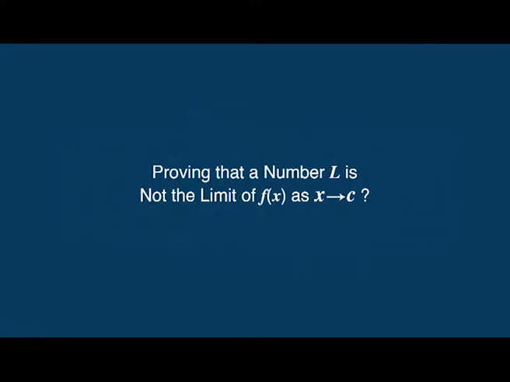However, if player B can give a specific value of epsilon greater than 0 for which player A cannot respond adequately, then player B wins, and we conclude that the limit of f(x) as x approaches c is L is false, proving that a number L is not the limit of f(x) as x approaches c.